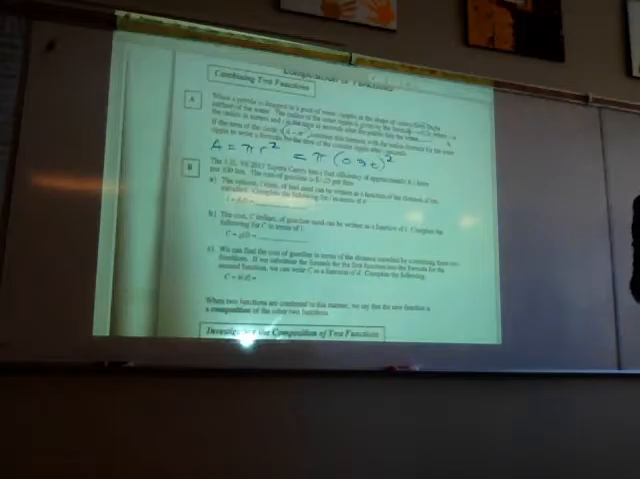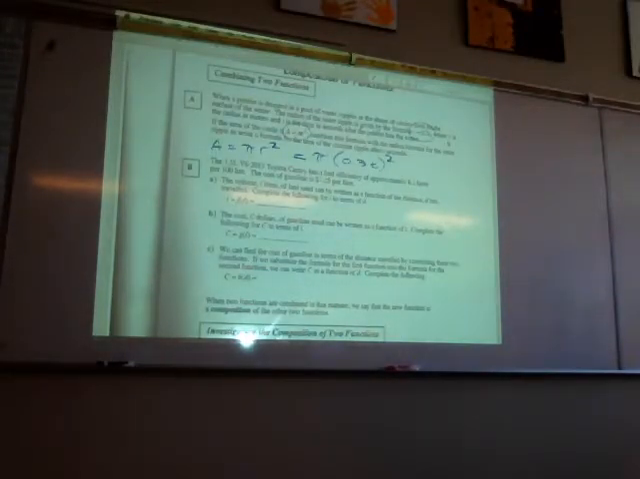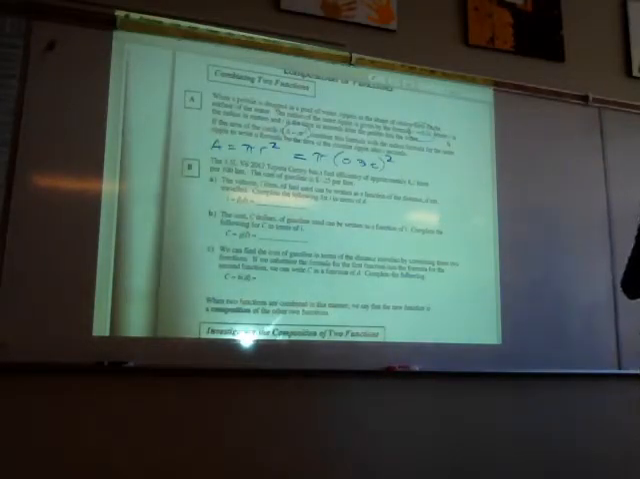Okay, part B gets a little bit wordy, a little bit trickier. The 3.5 liter V6 2012 Toyota Camry has a fuel efficiency of approximately 8.2 liters per 100 kilometers. The cost of gasoline is $1.25 per liter. So for part A, the volume L liters of fuel used can be written as a function of the distance d kilometers traveled. Complete the following for liters in terms of d.